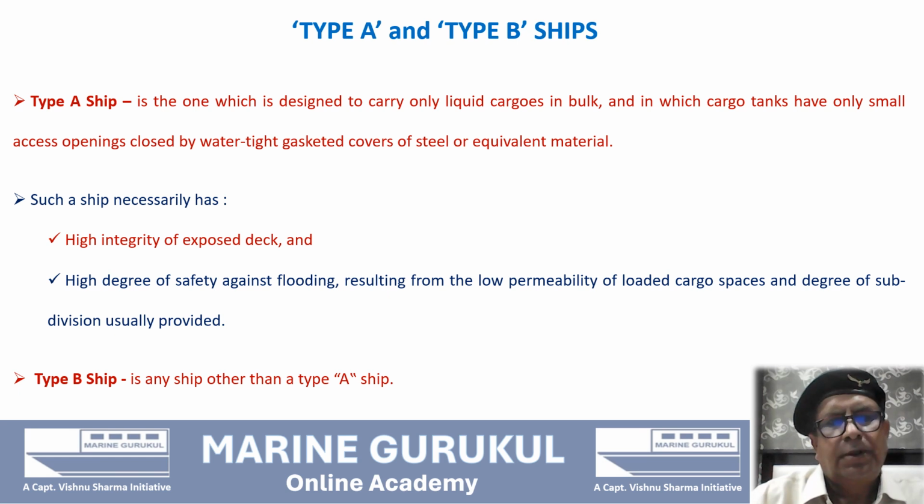A Type B ship is any ship other than a Type A ship. So if a ship does not qualify to be a Type A ship, by default it becomes a Type B ship.